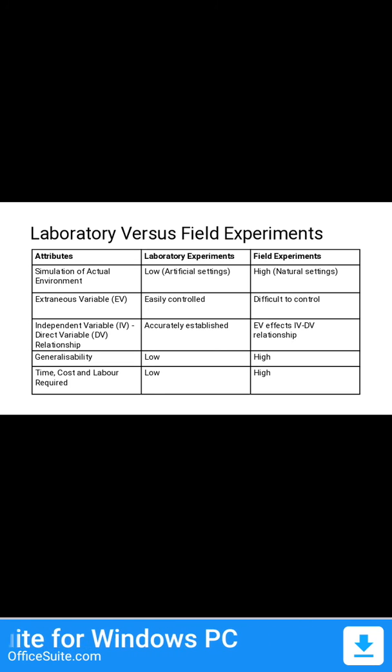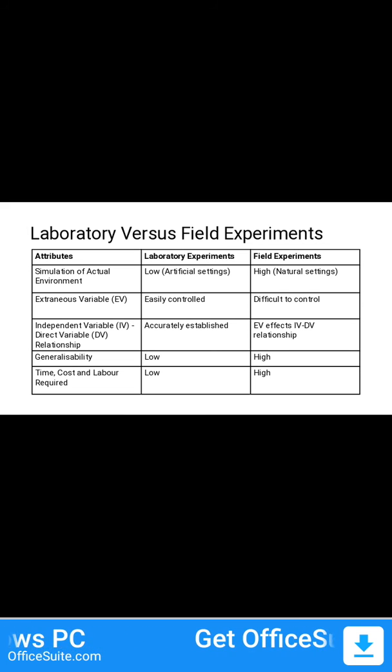Field experiments are conducted in natural settings, so they are simulating the actual environment, while laboratory experiments are conducted under controlled artificial settings. So it is not a close approximation of how things would happen in the actual environment. So that has been shown here. Laboratory experiments rank low in terms of simulation of actual environment, while field experiments rank higher. Now let's have a look at the second attribute, which is the extraneous variable.